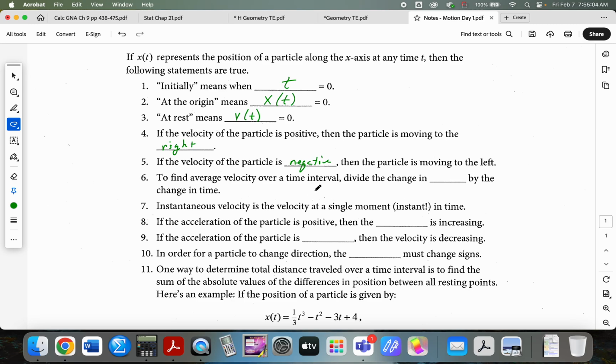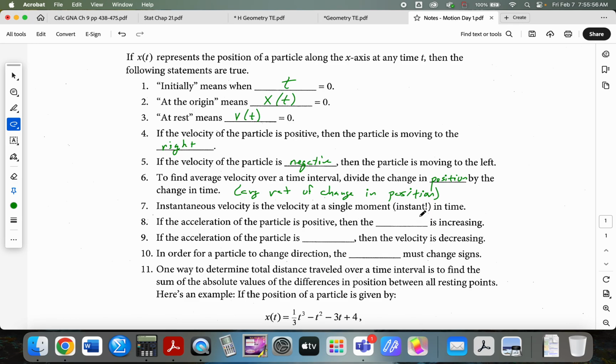So to find the average velocity over a time interval, divide the change in what by the change in time? Position. Notice that this is also the average rate of change in position. It's the same thing, right? Since the rate of change in position is velocity, this is average velocity. The instantaneous velocity is the velocity at a single moment or an instant in time.